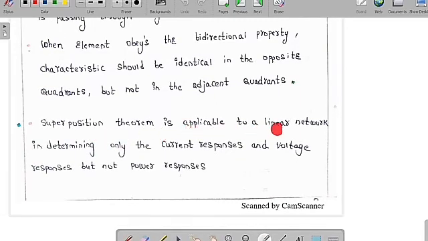Superposition theorem is applicable to a linear network in determining only the current response and the voltage response but not the power response. So we are going to use the superposition principle only to get the response of current or the voltage but not the power, because current and voltage are linear but power is not a linear quantity. Because of that reason, this theorem is not useful to figure out the power in any element.